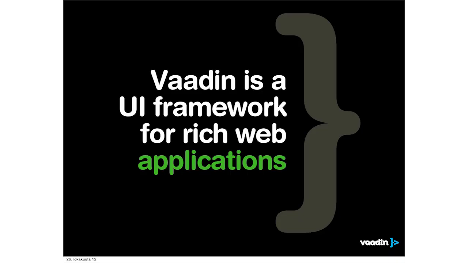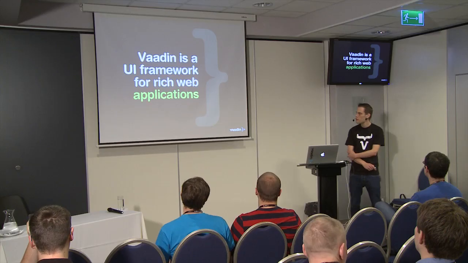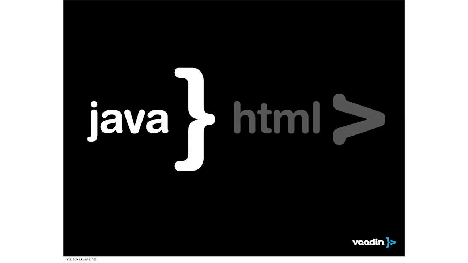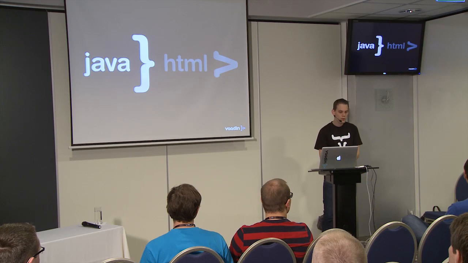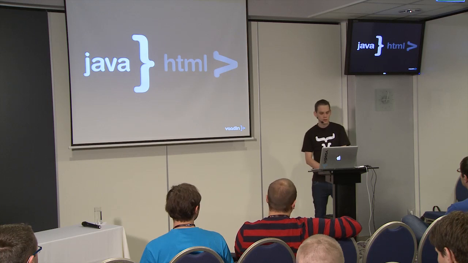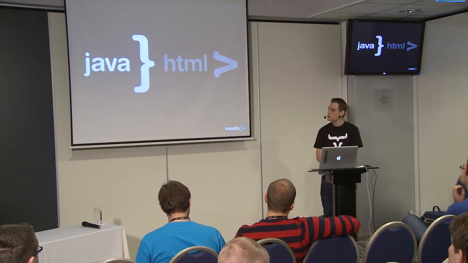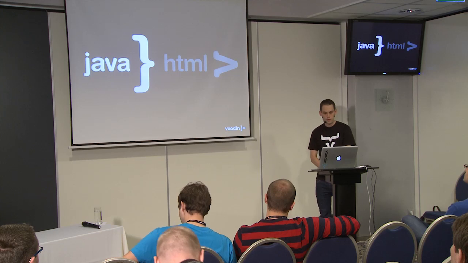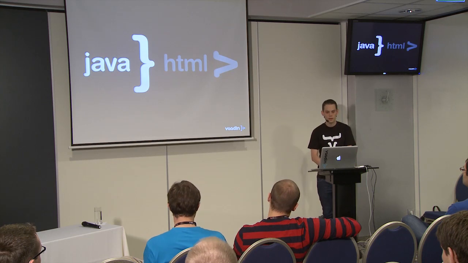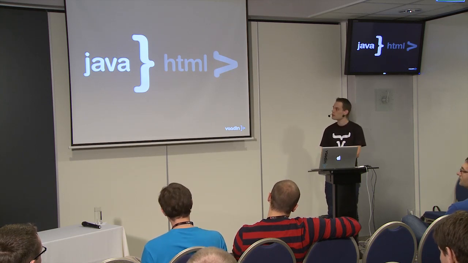Vaadin is a framework for building rich internet applications. It's a Java framework. The key idea behind the framework is that you only need to use the Java API to build the application, and the framework hides the HTML and other stuff behind the Java API, so you don't really need to know the browser stuff if you don't want.